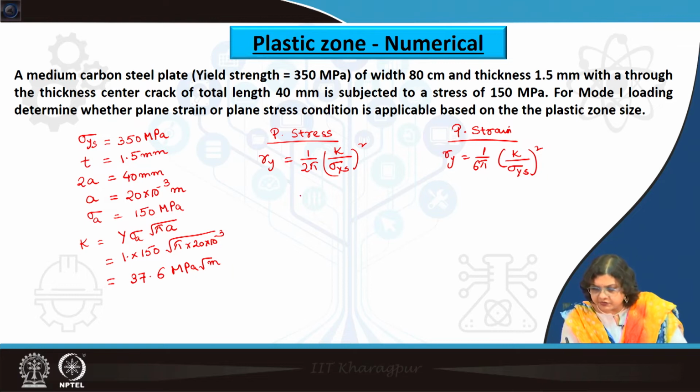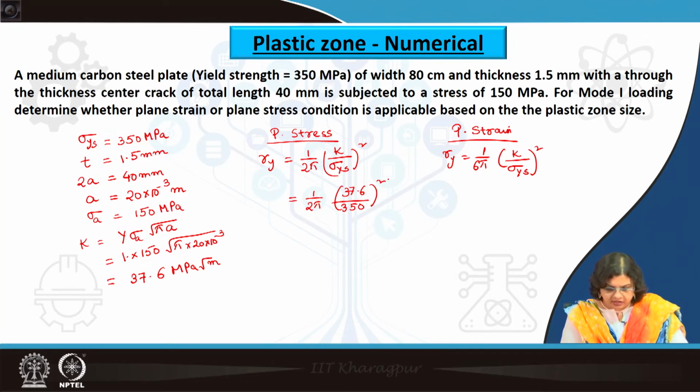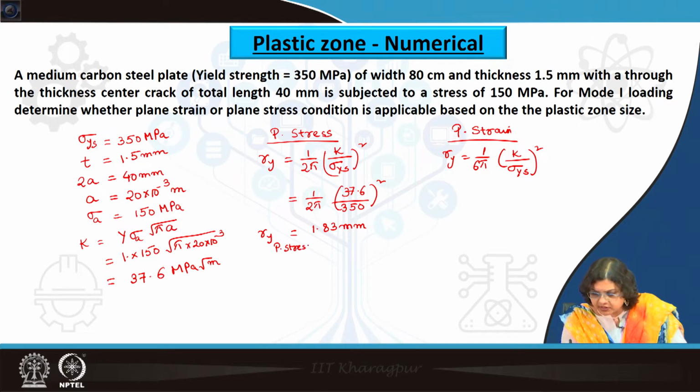If we plug this value in for the case of plane stress, we get 37.6 divided by 350 and whole square. That leads us to something like 1.83 millimeter. So, that is the plastic zone size for the plane stress condition.